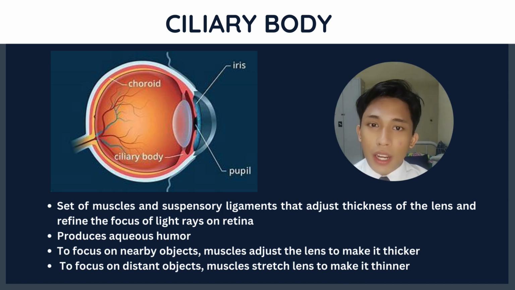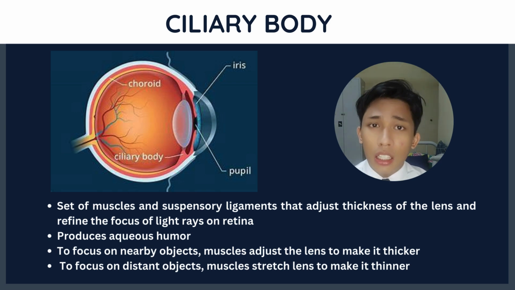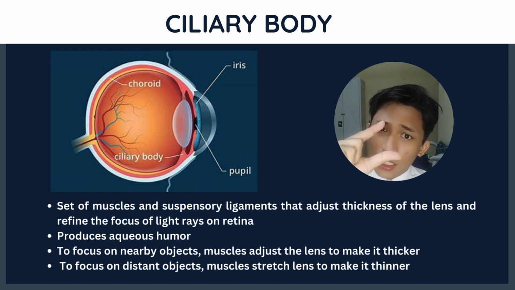Alright, so I'll be explaining about the ciliary body. Ciliary body is a set of muscles and suspensory ligaments that adjust the thickness of the lens and refine the focus of light rays on the retina. It also produces aqueous humor. So, if it wants to focus on a nearby object, the muscle will adjust the lens to make it thicker.